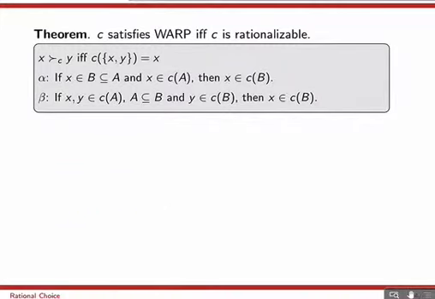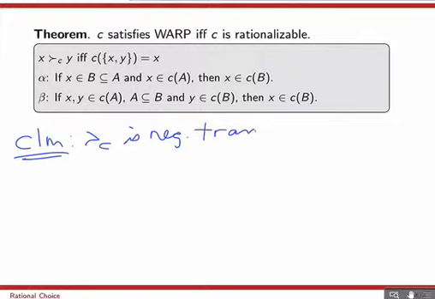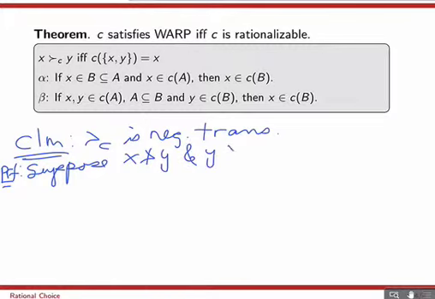Negative transitivity is a little bit more complicated. So our claim is that this is negatively transitive. Suppose X is not strictly preferred to Y, and Y is not strictly preferred to Z, but X is strictly preferred to Z. So this would contradict negative transitivity. I'm going to derive a contradiction.